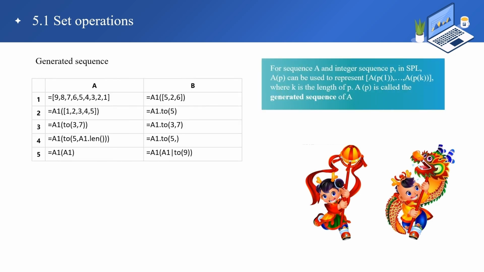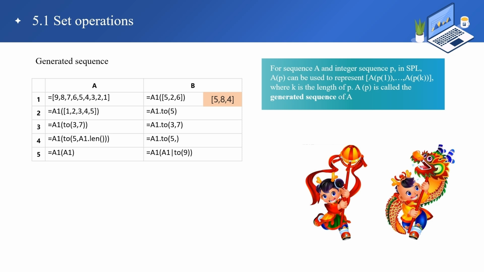The sequence numbers of the sequence members are also integers. We can get the members from a sequence to form another sequence according to the sequence numbers specified by the members of an integer sequence. For sequence A and an integer sequence P, in SPL, A(P) can be used to represent A(P1), A(P2) until A(Pk), where k is the length of P. A(P) is called the generated sequence of A. B1 will get the 5th, 2nd and 6th members of A1 to form a sequence, that is, 5, 8, 4.